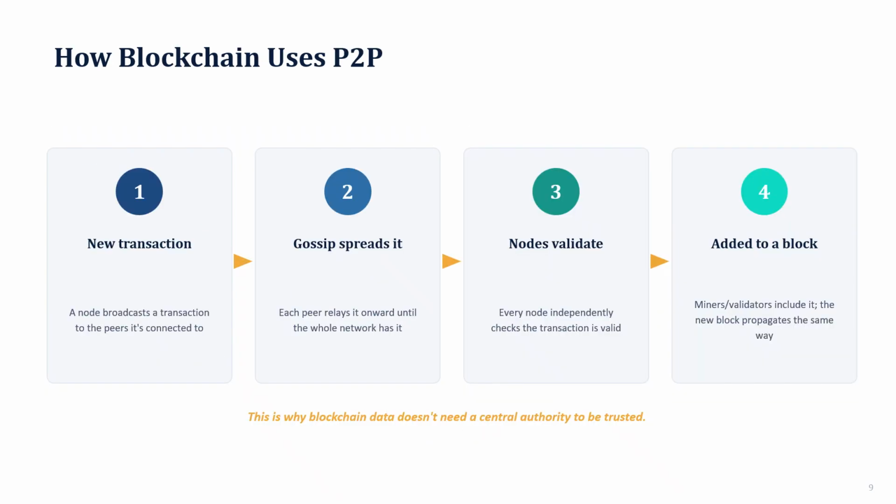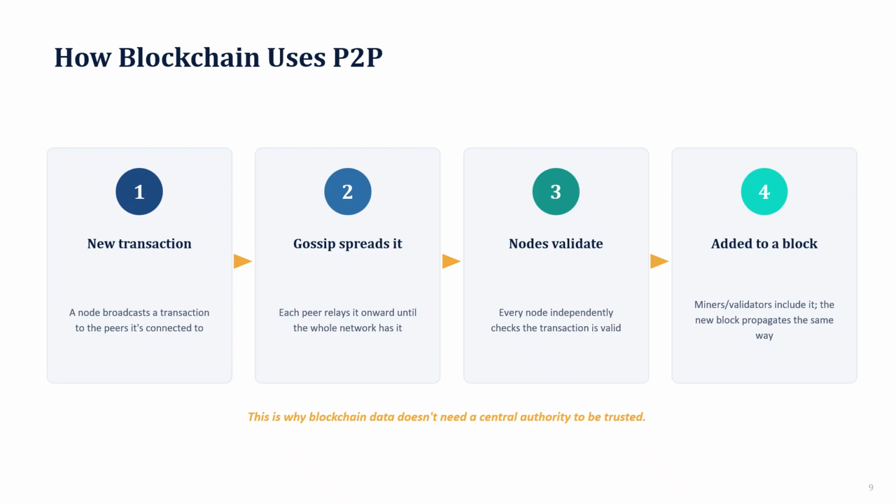Now we are going to see how blockchain uses P2P. It is a four-step process flow: a new transaction, it spreads, nodes validate, and it is added to a block. Here is exactly how that plays out for a blockchain transaction. A node creates a new transaction and broadcasts it to the peers it's directly connected to. Those peers relay it onward to their peers.